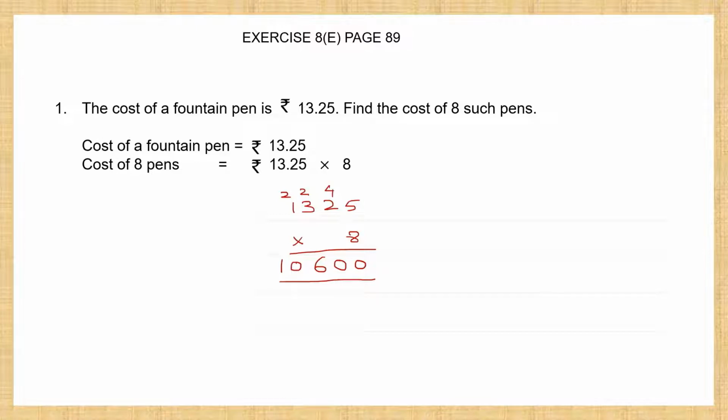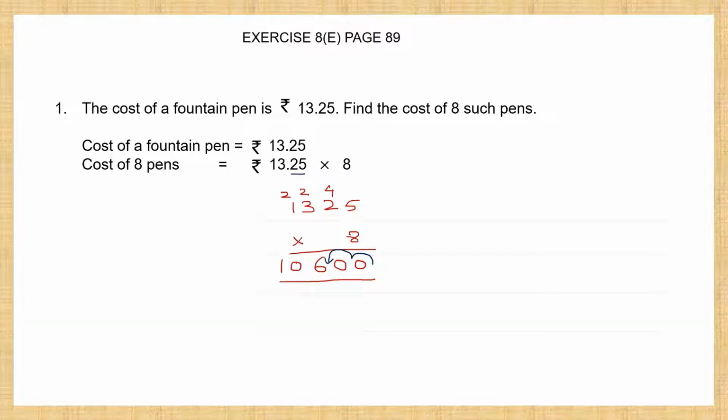Now I need to go back to my question and check the number of decimal places in my question. There are 2 decimal places. That means my answer also should have 2 decimal places. Now this is a whole number, 10,600, and it is understood for a whole number the point is after the number. So if I have to have 2 decimal places in my answer, the point has to move 2 places to the left. So 1 and 2, and I put my point there.